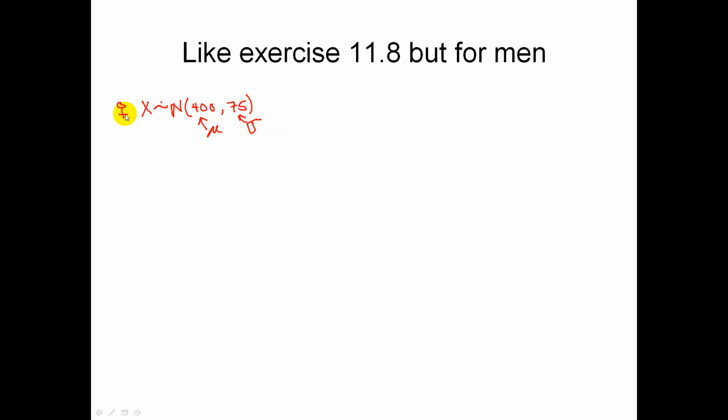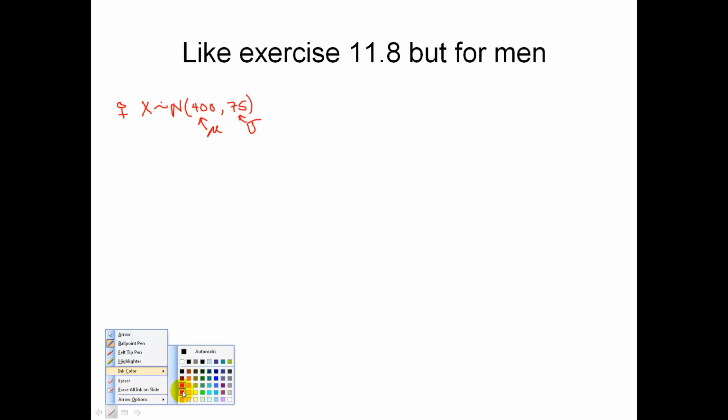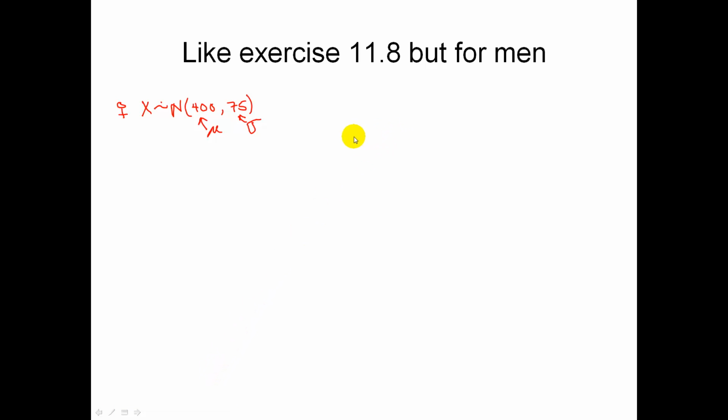And in an earlier problem, we're told about men. Maybe I should use a different color for men. For men, bladder capacity is also normally distributed. Let's call this random variable y. But they have a larger bladder capacity and they average, is it 550? And they also have a greater standard deviation.